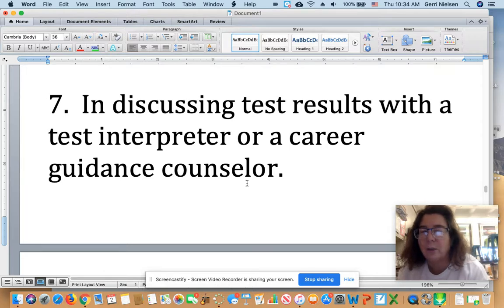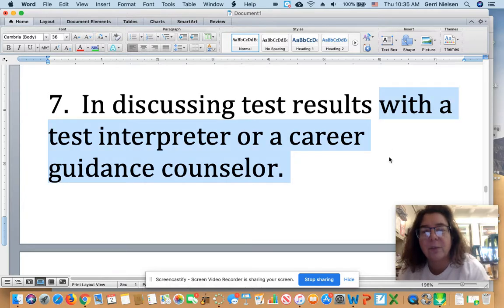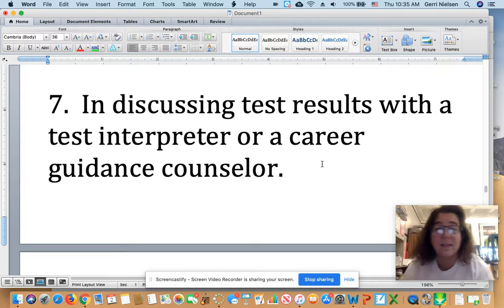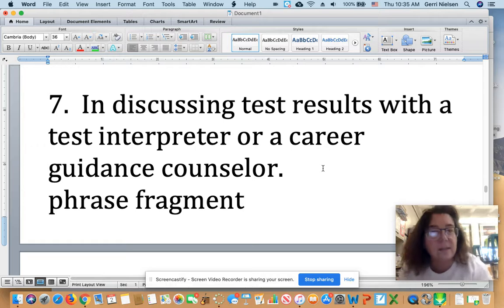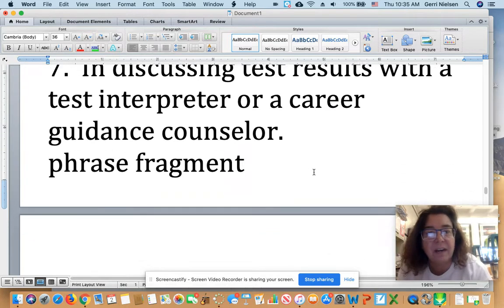Number 7. In discussing test results with a test interpreter or a career guidance counselor, you might have noticed, I don't have any red or blues. I don't have any subjects or verbs. That's because this is a prepositional phrase, in discussing test results. This big whole thing is a second prepositional phrase. This is 2 prepositional phrases in a row. That is not a sentence. That is not a clause. Those 2 things together make a phrase fragment. 2 phrases, not a sentence.